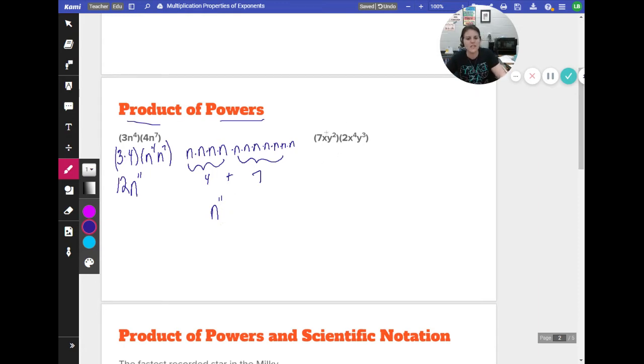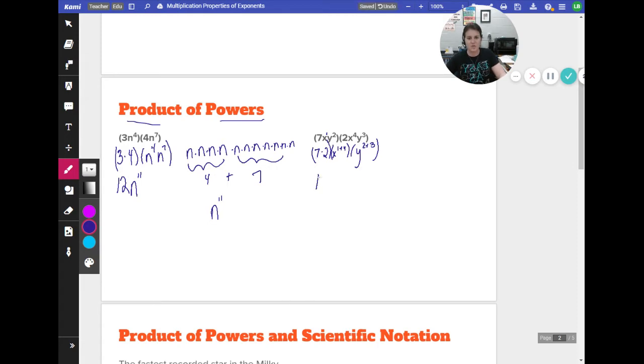Okay, so pause the video and try this. Before you try it, I do want to encourage you to remember that there is an understood 1 here. If there's not an exponent, it's understood to be a 1. All right, so hopefully you did 7 times 2 times x to the first times x to the 4th, times y to the second times y to the 3rd. Shoo, I don't know what's wrong with me. I can't say numbers today.